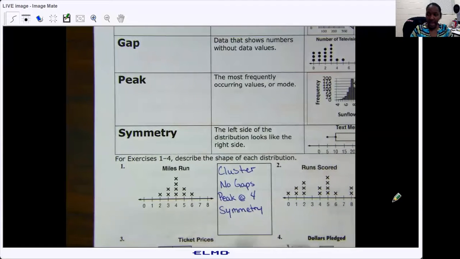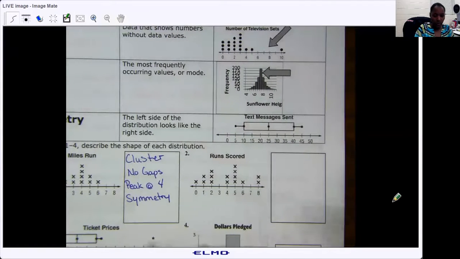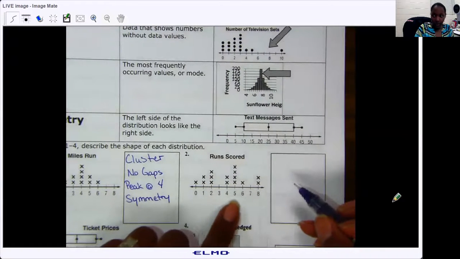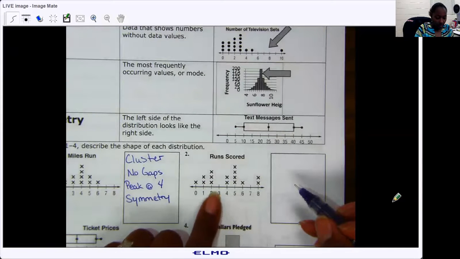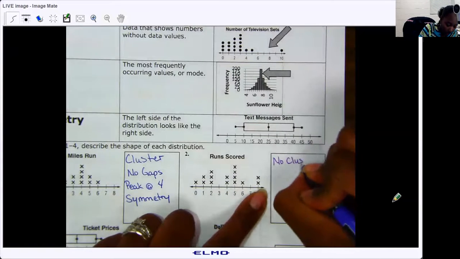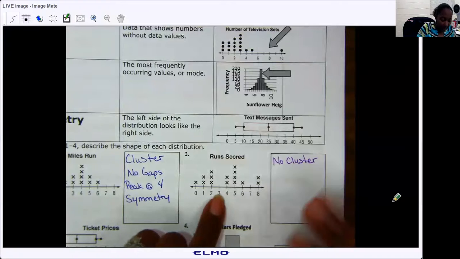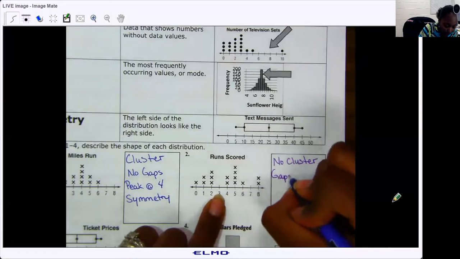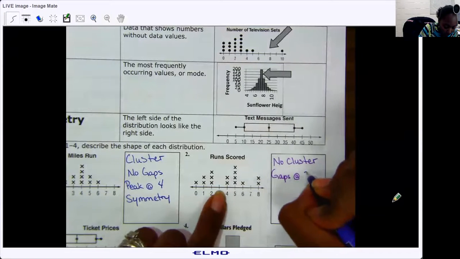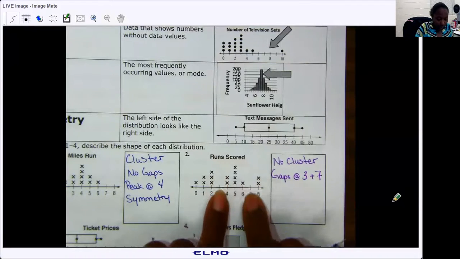Okay, let's look at this dot plot. Again, we're going to start with cluster. There is no cluster because we have spaces in our data. So there's no cluster here. Our data is not together. Okay, what about gaps? Do you see gaps in our data? We have a gap in our data at 3 and at 7 because there's no information there. There's a gap in our data here, okay?